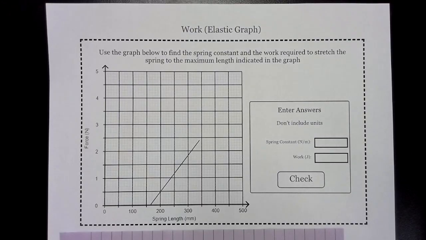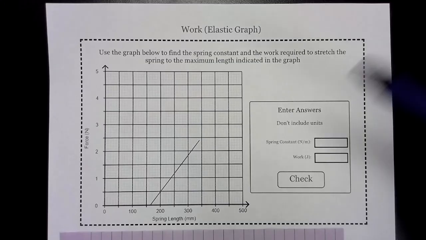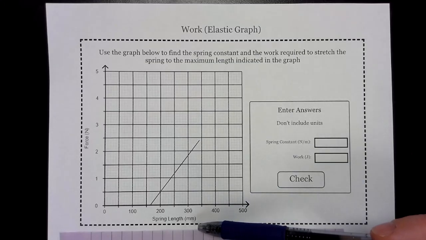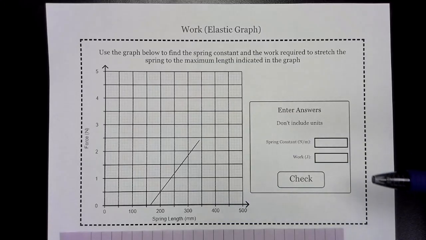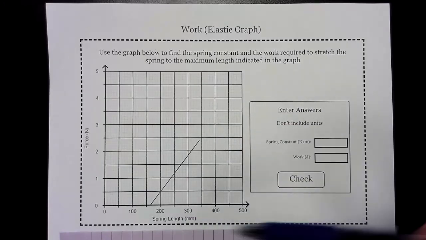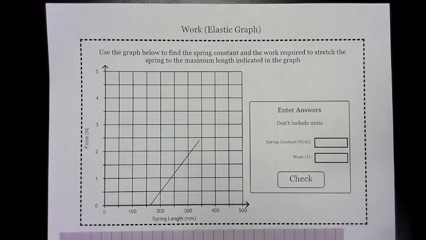Here we have work from elastic graph. So we're looking at springs here. We have a spring that is subjected to a force, and then that changes the length of the spring. So we want to figure out what is the spring constant of that spring, and then we want to know what is the work required to do that.